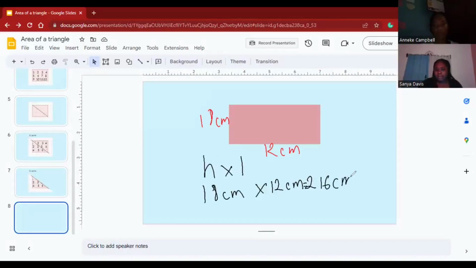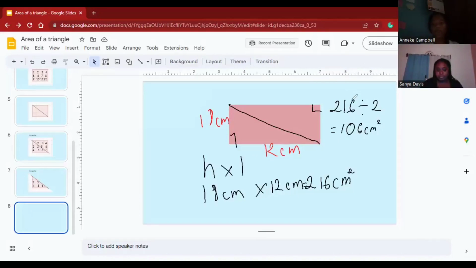Going back to the example, I remember clearly that from a rectangle, I can get two right-angle triangles. So that means to find the area of one of the triangles, I'm going to find half of the area of the rectangle. So I'm going to divide the area 216 by 2. And when I divide that, I will get 108 centimeters squared. So therefore, the area of one of the triangles is 108 centimeters squared.